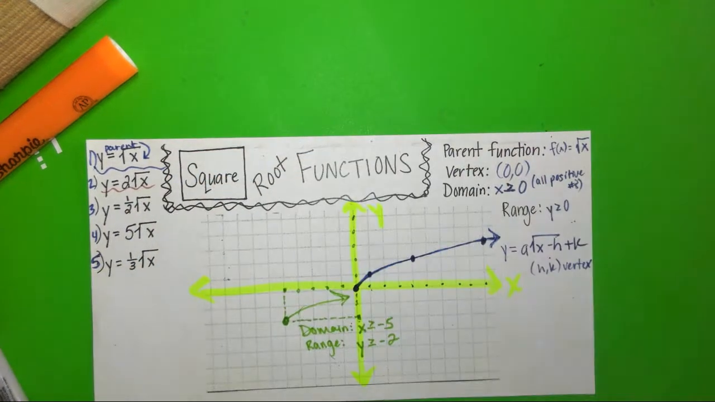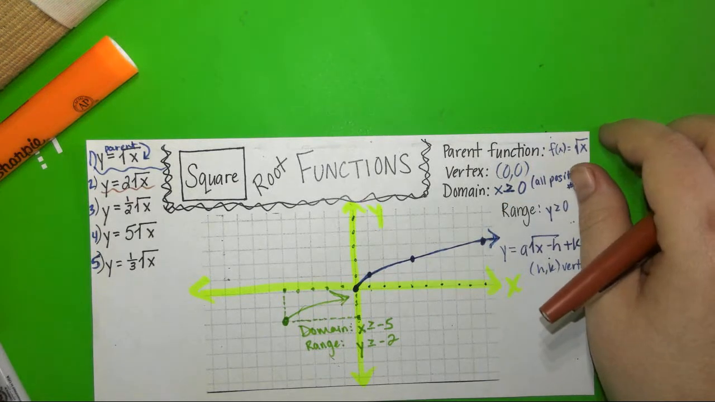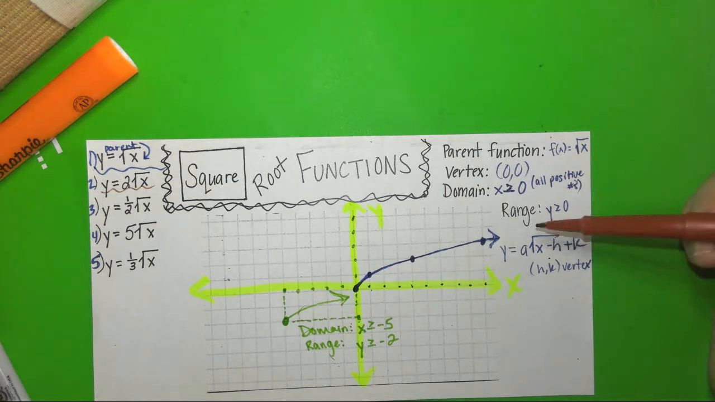I'm going to graph it in brown. Where is the vertex for number 2? It's still going to be at 0, 0. Our vertex is still at the origin because H and K are both still 0. What is the 2? What is it called? A. It's A. What is it supposed to change?